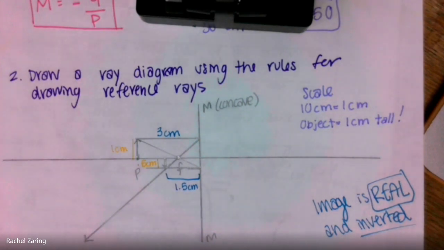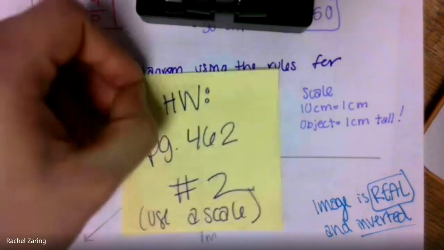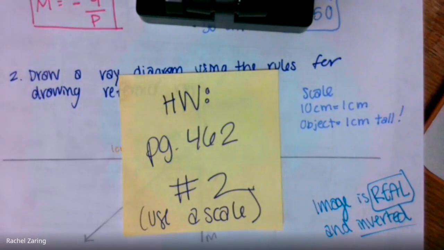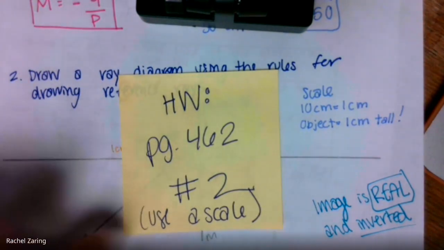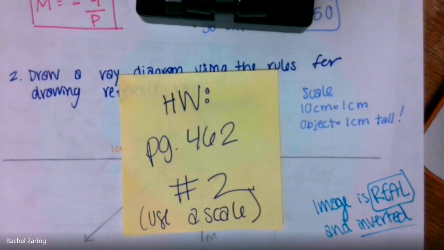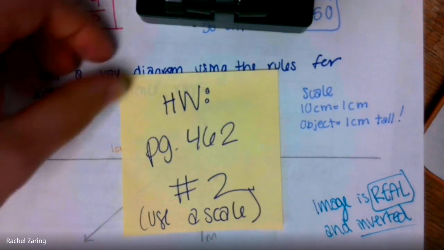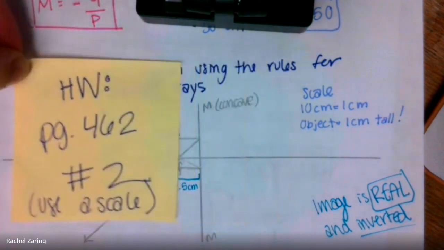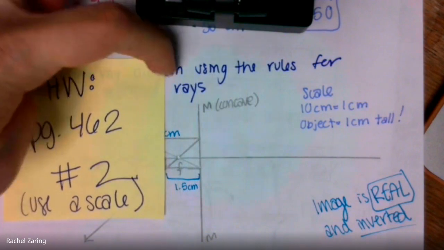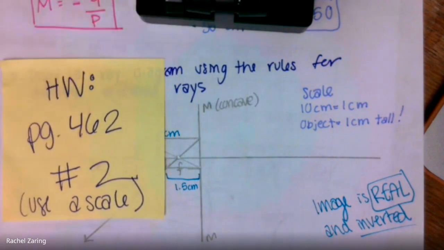All right, so that's a lot of new information for today. You have one more opportunity for practice today, which is your homework assignment. It is just one problem. It is on page 462, number 2. This is again going to be a problem where you have to use a scale in order to be successful. Once you do that, we'll have time to go over and practice that all together on Tuesday.